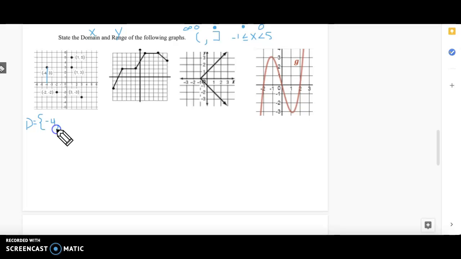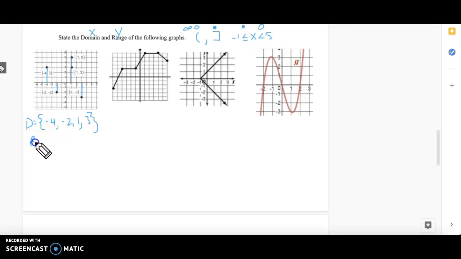And I'm going to go in order from least to greatest. So then we have a -2. Then we have 2 1s, only we don't have to write it twice. We can just write it once. And then there's a 3. So those are all of our x values.